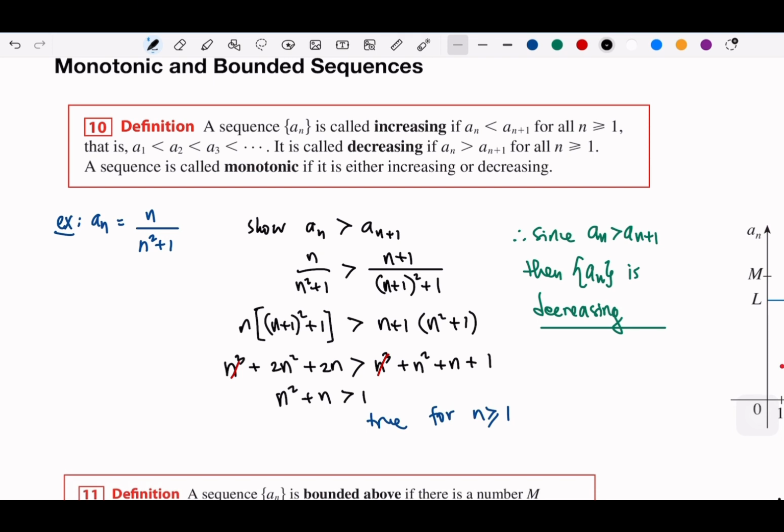So that's monotonic, okay? Increasing or decreasing, that's monotonic. It's a little bit different from a sequence that has oscillation. For example, we can have oscillation and then finally arrive at one certain point. It's a little bit different.